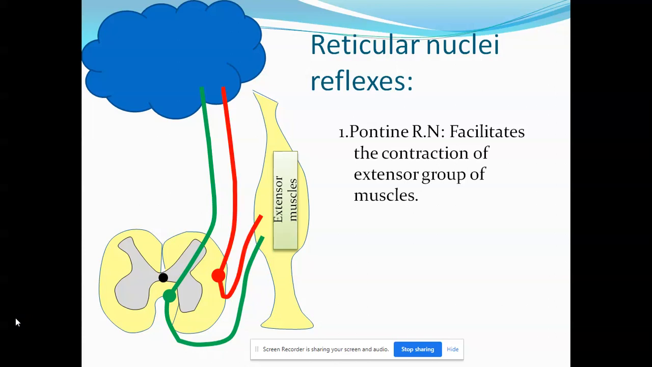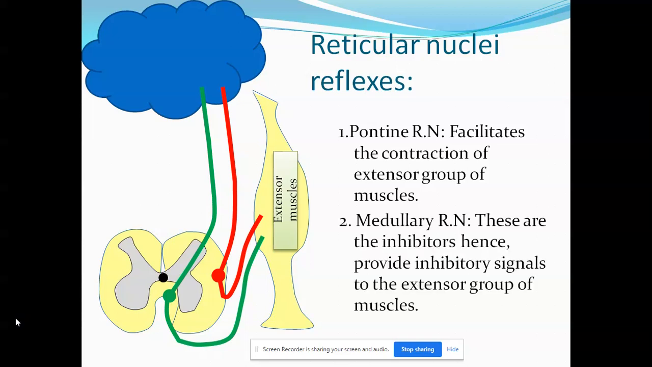The stimulus is taken from the brain, passed to the medullary reticular nuclei to the extensor muscle, which acts as inhibition, which is nothing but inhibitory supply to the extensor muscle. It inhibits the contraction of the extensor group of muscles. These are the two types of reticular nuclei, hence two types of reticular nuclei reflexes, while maintaining the erect posture.